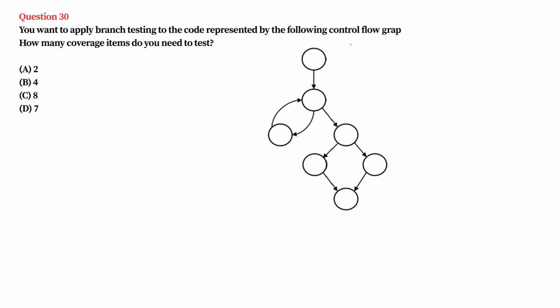In branch testing, the coverage items are branches, which are represented by the edges of a control flow graph. There are 8 edges in the control flow graph.